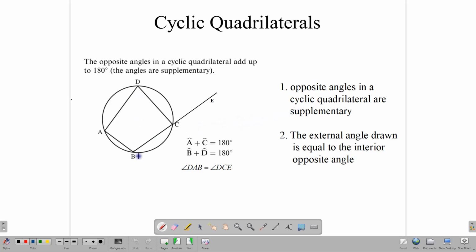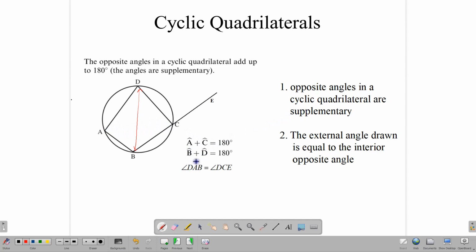The first one is that opposite angles in a cyclic quadrilateral are supplementary, meaning that they add to 180. So any pair of opposite angles, such as B here and D, they're opposite to each other in that sense. So they would add to give you 180 degrees. Likewise, A and C are supplementary to each other because they're opposite. So they would add to give you 180 degrees.